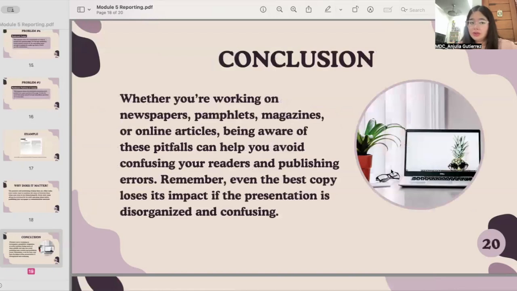So, in conclusion, whether you're working on newspapers, pamphlets, magazines, or online articles, being aware of these pitfalls can help you avoid confusing your readers and publishing errors. So, remember that even the best copy loses its impact if the presentation is disorganized and confusing.